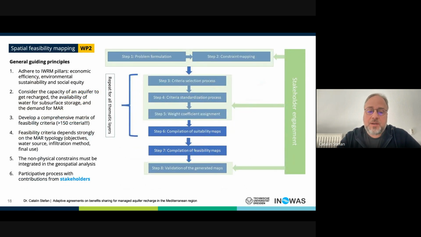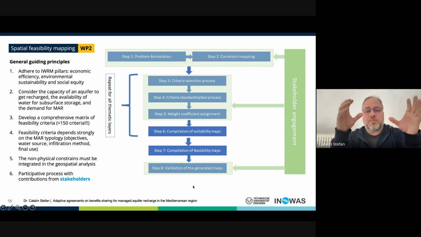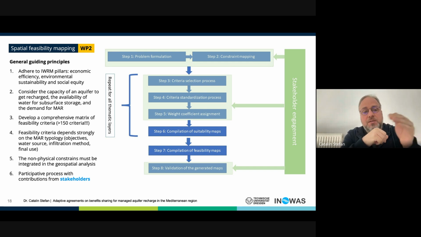Now, with this knowledge, we are starting to build the feasibility map for managed aquifer recharge at that regional scale. So our cases are not locations, but rather regions. And for this, we followed a simple approach, let's say producing a map that shows areas where managed aquifer recharge could be in the future considered. And we designed some general guiding principles following the AG-WaMED principles, considering different sets of criteria.